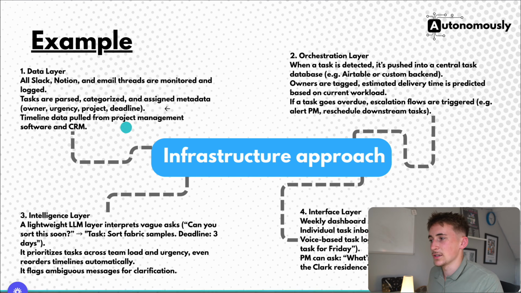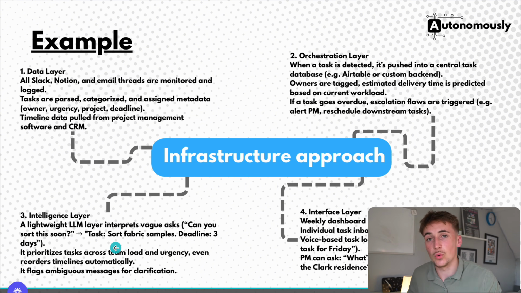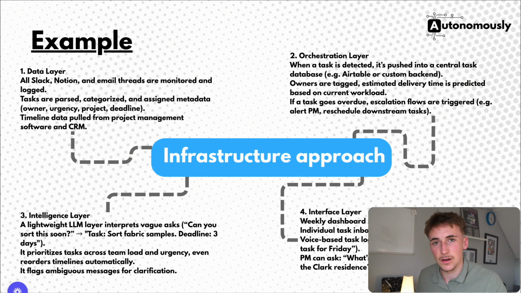So now the data layer is getting all of that data, putting it in one place. The orchestration layer is manipulating all of that data so we can actually use it. It's tagging it, it's adding estimated delivery, everything like that. The intelligence layer is actually doing stuff with that information. So it's sending reminders, prioritizing tasks, that kind of thing.